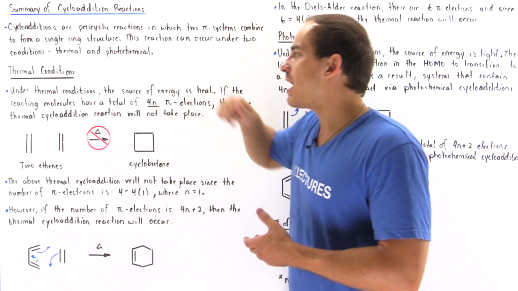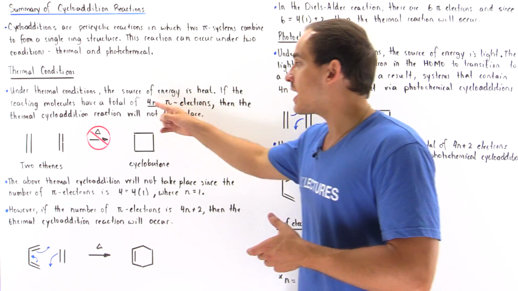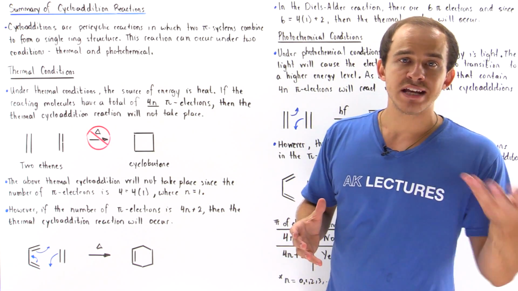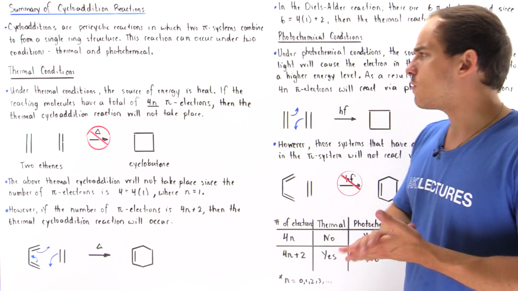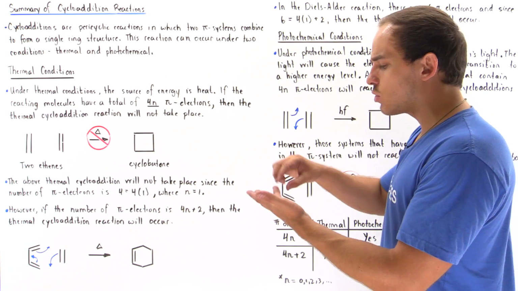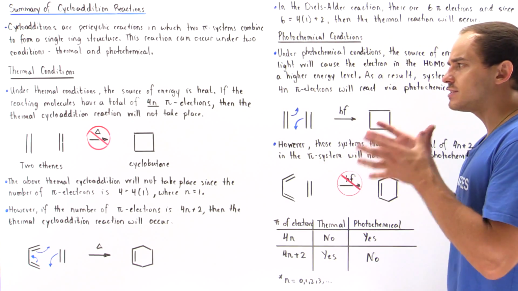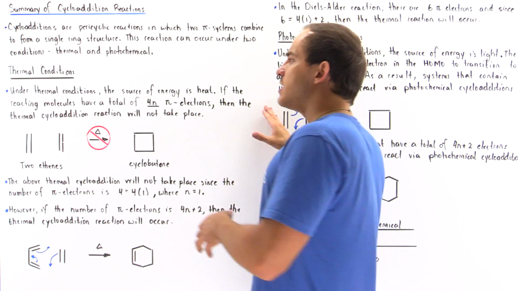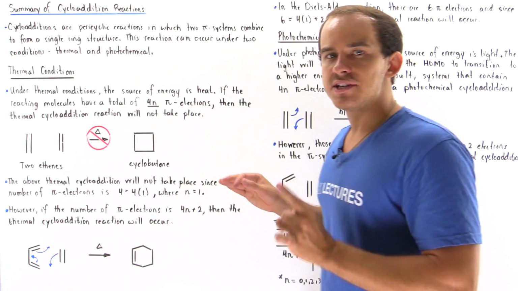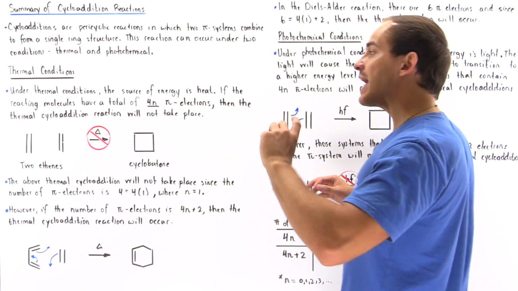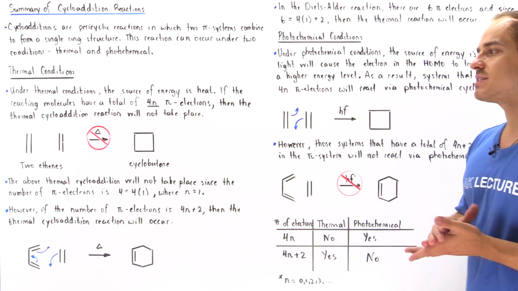If the reactant molecules have a total of 4n pi electrons, where n is simply a number that begins with 0, it could be 1, 2, 3, 4, and so forth. So basically, if we have 0, 4, 8, 12, 16, 20, and so forth pi electrons in our reactant molecules, then the thermal cycloaddition reaction will not take place. There will be no rotation that is possible to undergo a concerted one-step mechanism.